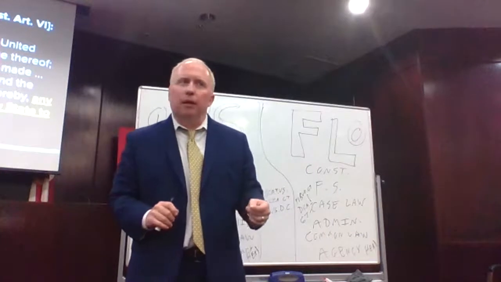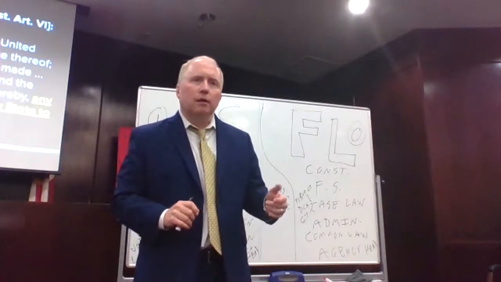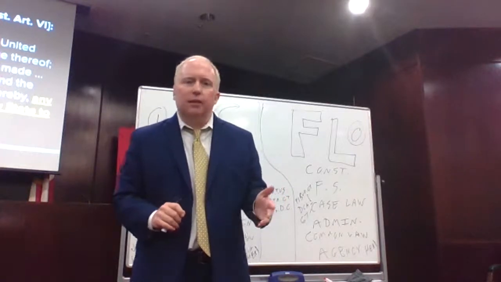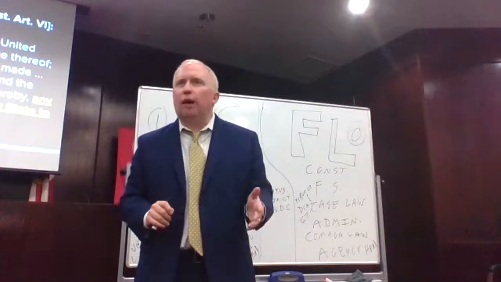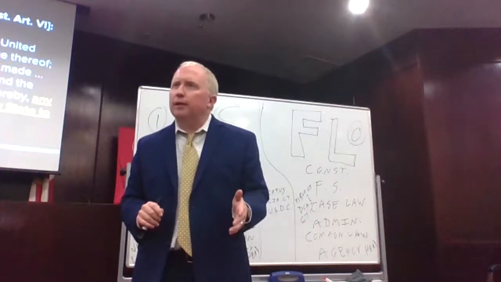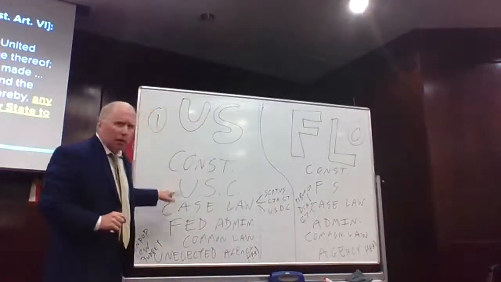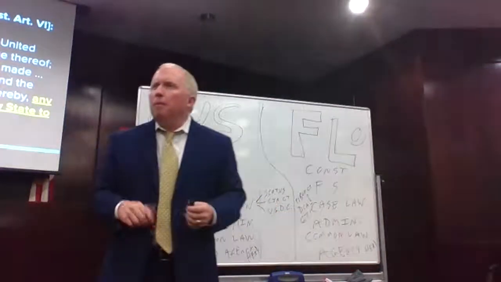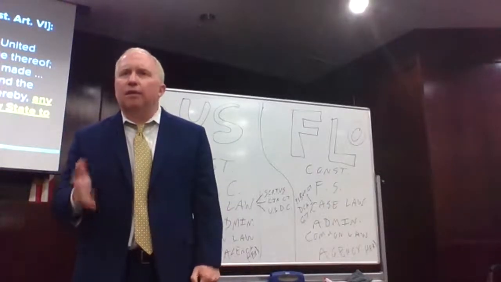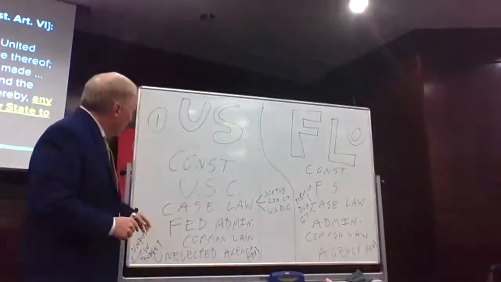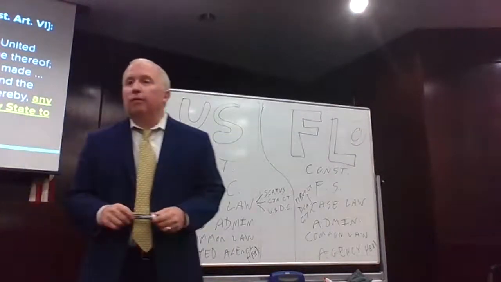The full panoply. What is the source of our federal rights? Certainly some of them are in the U.S. Constitution, but is that the only source of human rights? Is that the only source of civil rights? No. The U.S. Code can be a valid, binding, and authoritative source of human rights, civil rights. So can case law. So can federal administrative law.